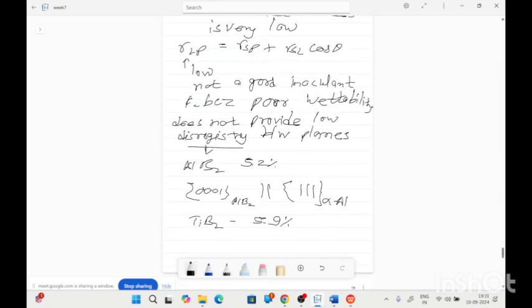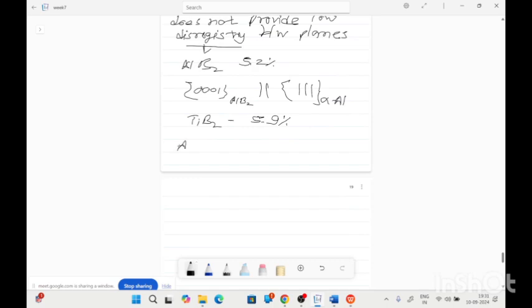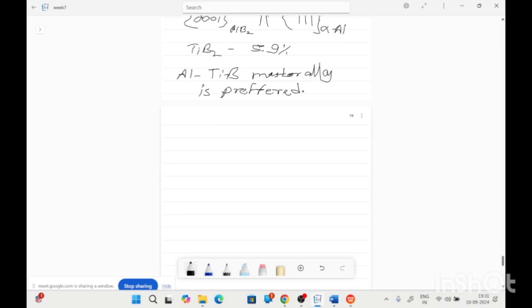So to avoid this carbide formation, the aluminum titanium boron master alloy is used. Because of the addition of this ternary master alloy, the Al3Ti intermetallic particle formed during the inoculation process has less disregistry and provides good wettability.